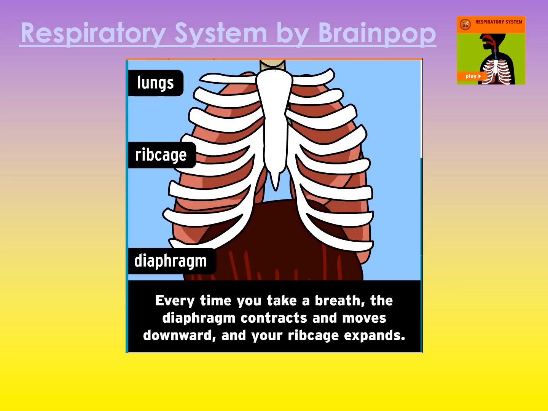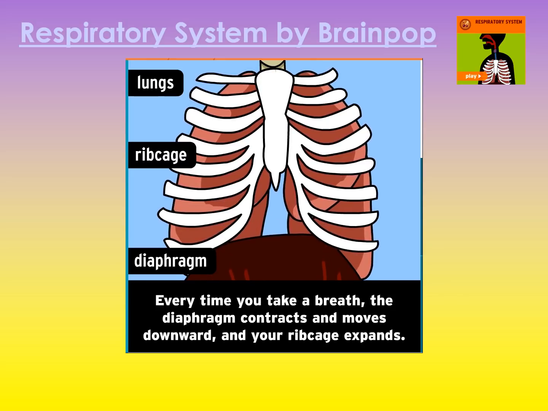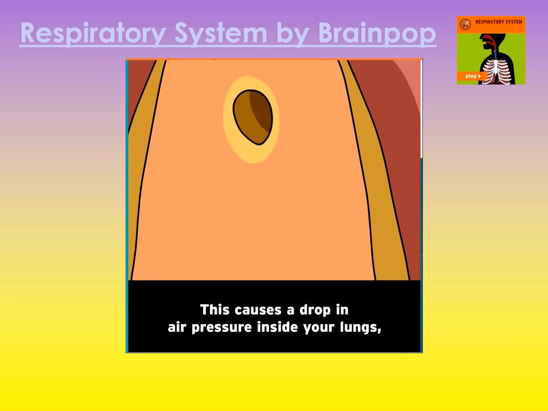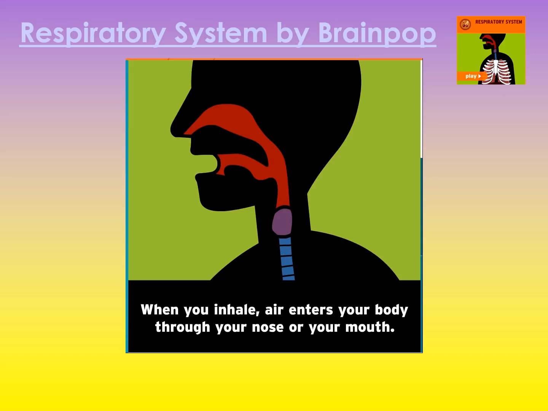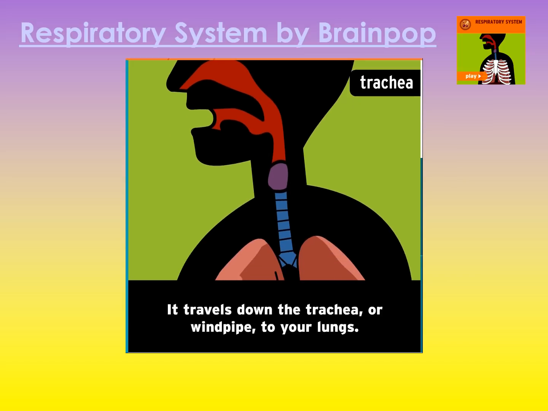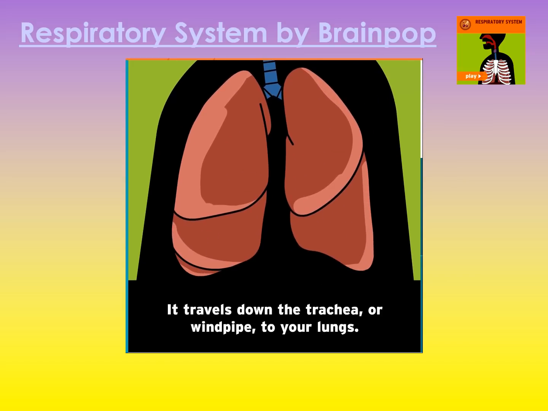Every time you take a breath, the diaphragm contracts and moves downward, and your rib cage expands. This causes a drop in air pressure inside your lungs, which the higher pressure air from outside rushes in to equalize. When you inhale, air enters your body through your nose or your mouth. It travels down the trachea or windpipe to your lungs.